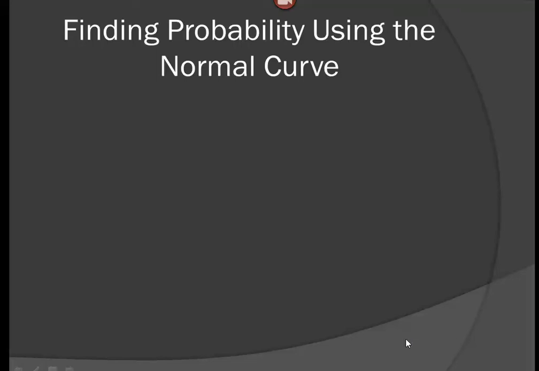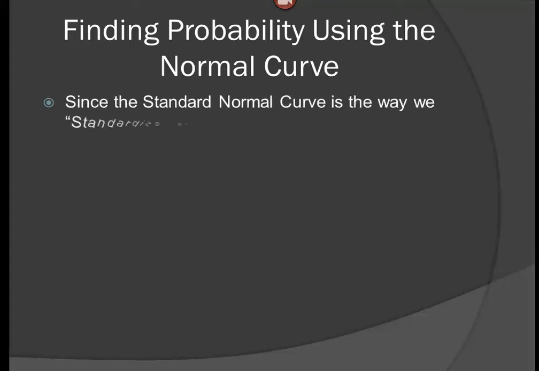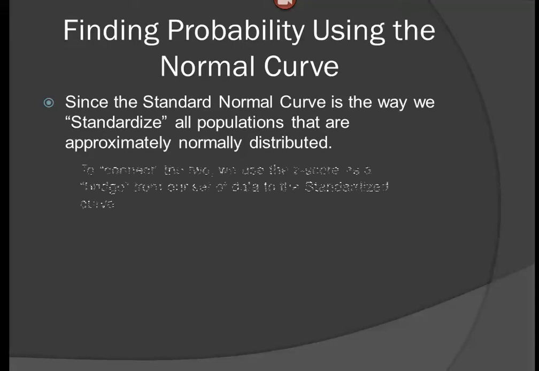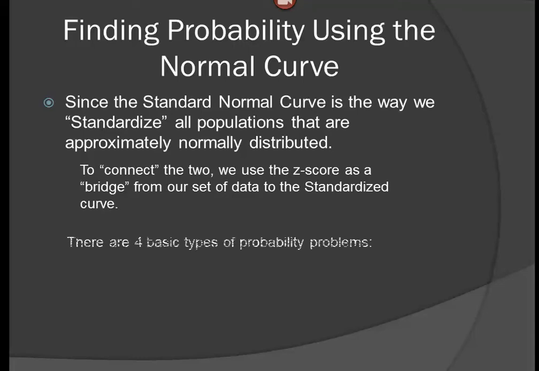Now let's look at a few more examples using finding probability using our normal curve and our calculators. Since the standard normal curve is the way that we standardize all populations that are approximately normally distributed, to connect the two together, we're using the z-score as our bridge from one set of data to the standardized curve. There are four basic types of probability problems that we looked at.